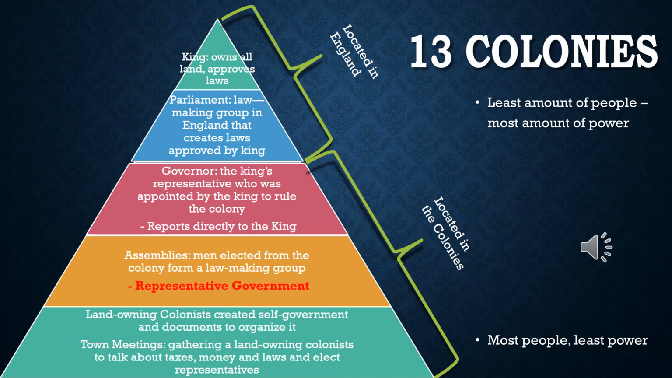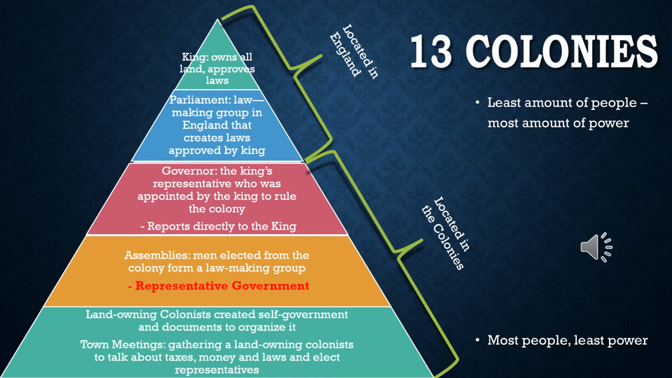So after the king, we start to see, after the signing of the Magna Carta and the creation of Parliament, which is the lawmaking group in England that creates laws approved by the king, joint sovereigns working together. And so we start adding a little more people, a little more representatives coming in to help create laws and systems for government.